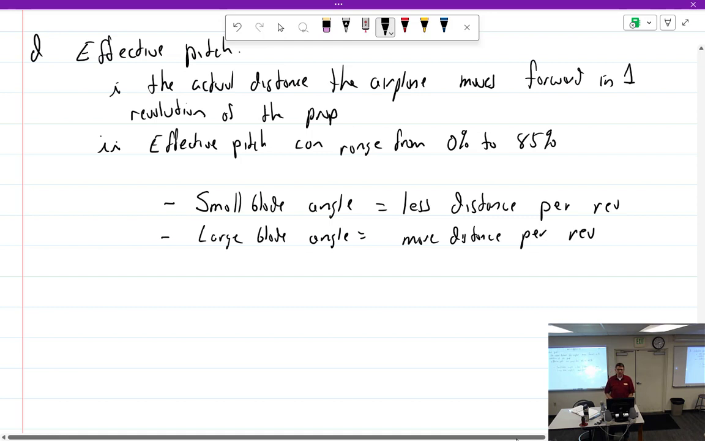So instead of having maybe 200 horse at 2,700 RPM, now I've got an airplane that's only giving me 50 horsepower at 1,000 RPM. That's just not going to work. You've got to get the speed up to get the horsepower. Would that hurt the motor? Oh yeah, high manifold pressure, low RPM.